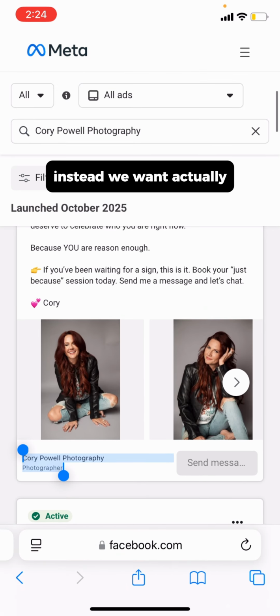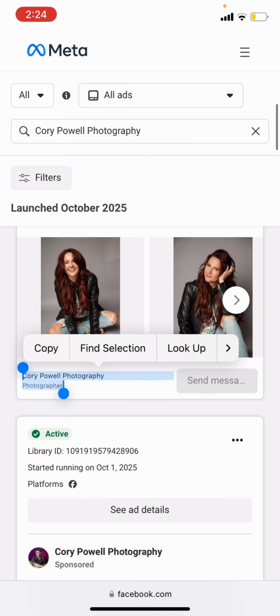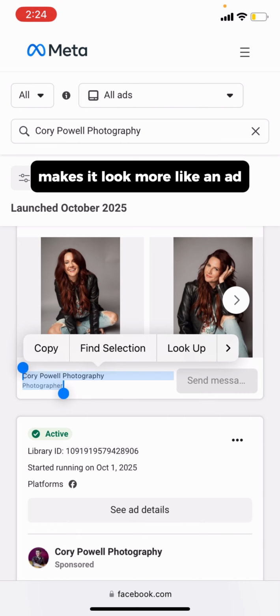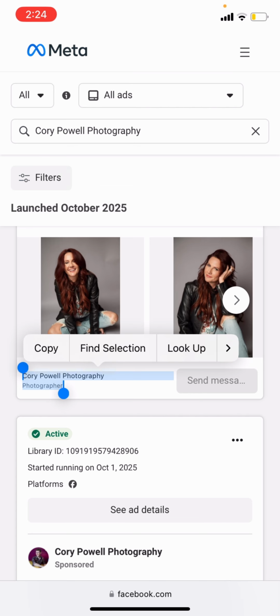And again, this is all automatic. Instead, we want to actually have them scroll back up to read what we got here. And even if the text matched, it still ties into mistake number 1, makes it look more like an ad. So it's always a mistake to have any text here underneath the ad.